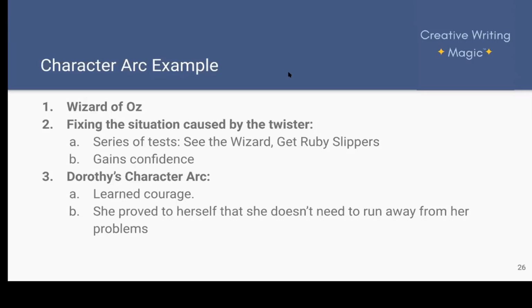She now would be able to, quote, take on Miss Gulch, unquote, as if she were the Wicked Witch of the West. And they cleverly cast the same actress to play both parts, so that really reinforces the fact that she no longer needed to fear Miss Gulch because she already defeated the alter ego, so to speak, the Wicked Witch of the West. So she proves to herself that she doesn't need to run away from her problems.